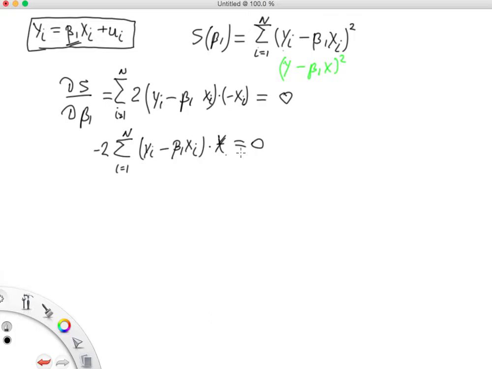equals 0. Now divide both sides of this equation by -2, then you get the sum from i equal to 1 of yi minus beta 1 xi, so it's equal to 0. Now we'll multiply, so factor in the xi, open a bracket and factor in xi, and let's try to solve it afterwards.